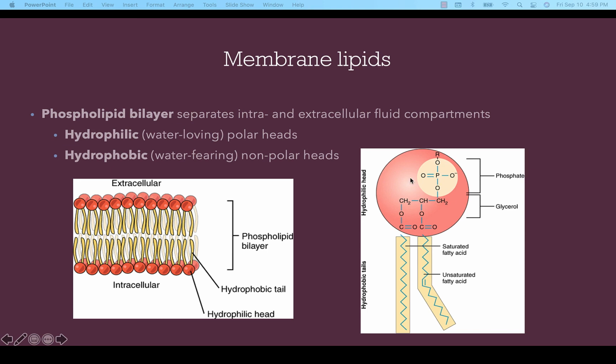All right, so the phosphate and glycerol make up the hydrophilic head, which is water-loving, and the hydrophobic tails. So hydro, water, phobic, fearing, hydrophobic, water-fearing tails. The hydrophobic ends don't want to be near the water that's in the extracellular or the intracellular environments, so they point inwardly on each other, and the hydrophilic regions are going to be on the outside because they want to be by the water, so they point outwardly.